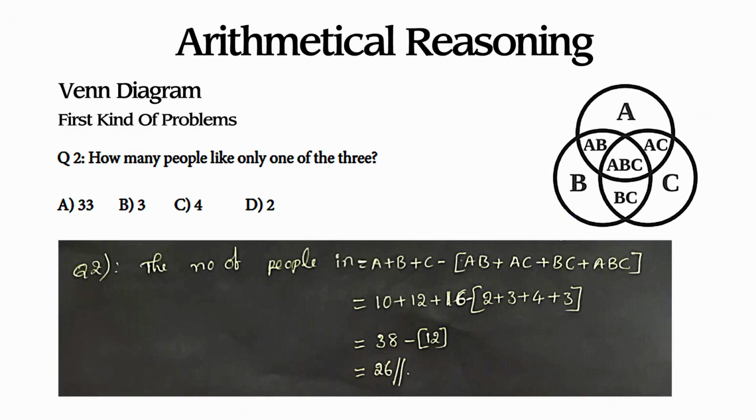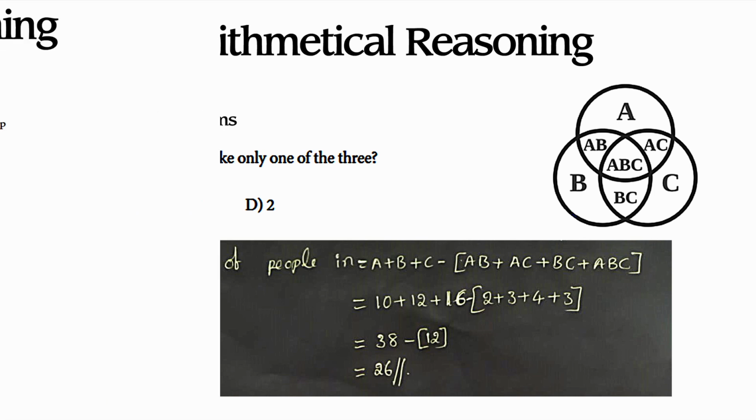Next question, how many people like only one of the 3? The question here is asking us to find the number of people in A plus B plus C minus AB plus AC plus BC plus ABC, that is equal to 10 plus 12 plus 16 minus (2 plus 3 plus 4 plus 3), that is 38 minus 12, that is equal to 20.